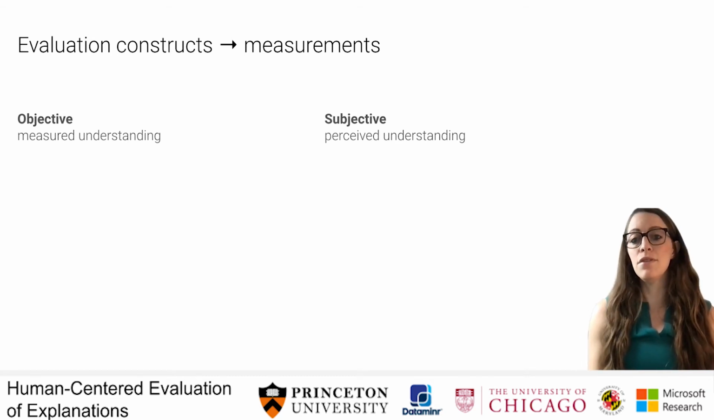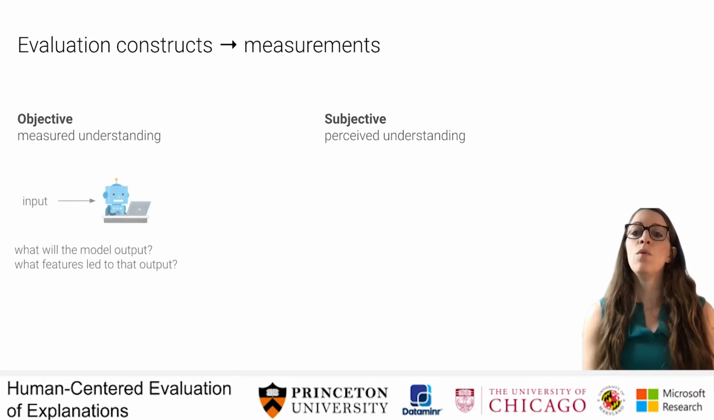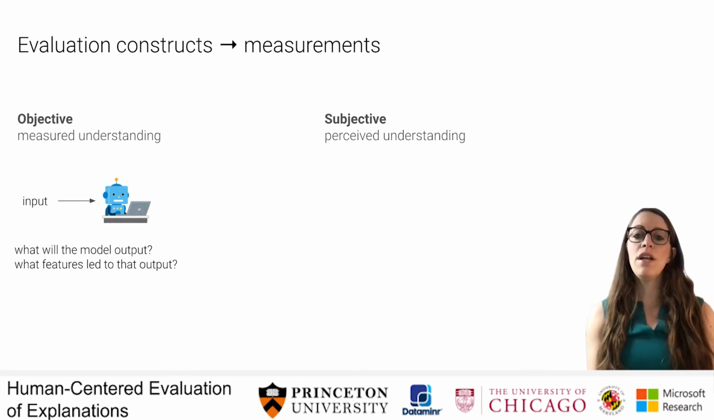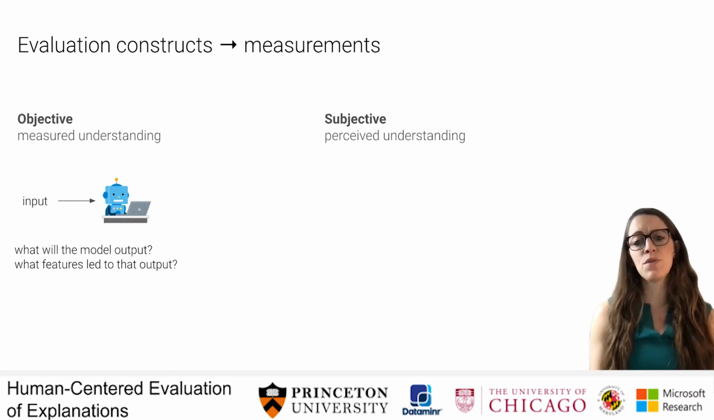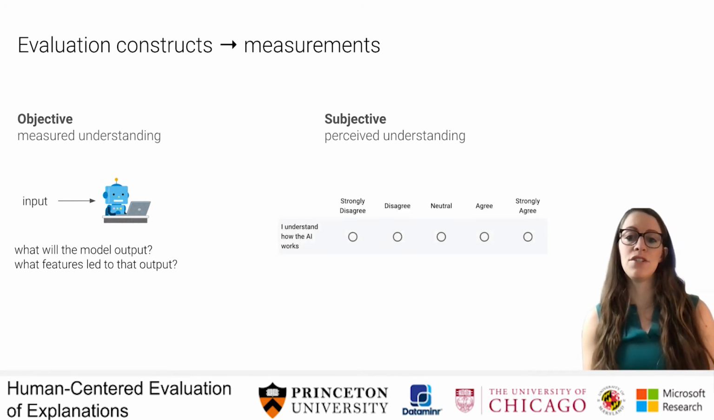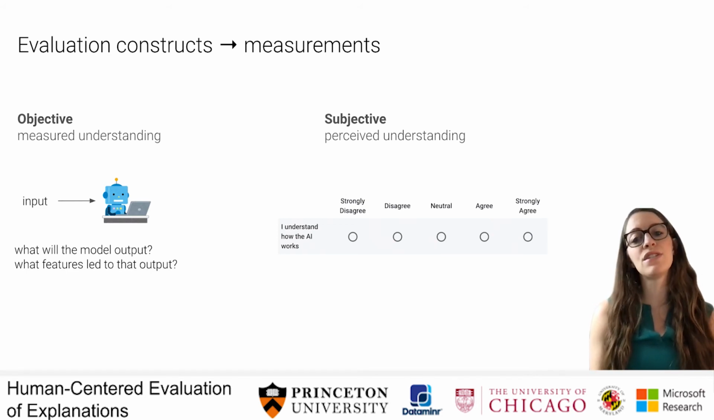At the basic level, we can differentiate between objective and subjective. So taking understanding as an example, we can measure objectively by testing users' mental model, such as asking users to simulate what a model will output given a particular input, or which features were most important for a decision. We can also measure subjectively to get at the user's perceived understanding by asking them to self-report with rating scales, such as their agreement with the phrase, "I understand how the AI works."